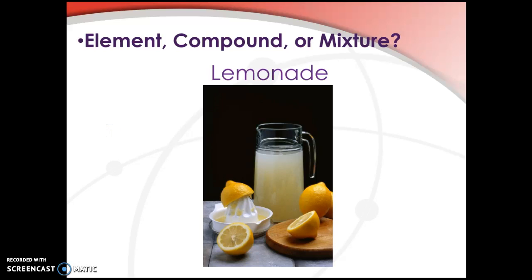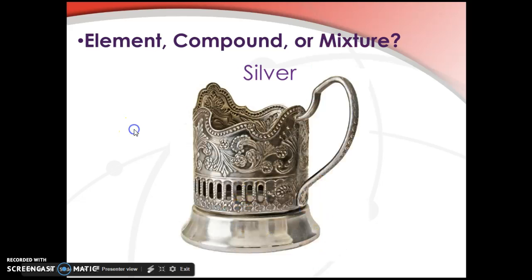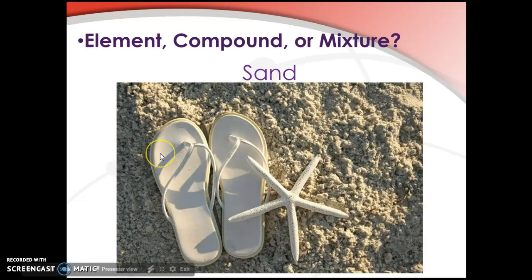Lemonade, water, and you mix sugar and lemon juice together, so it's a mixture. Silver is found on the periodic table as Ag, therefore it's an element. Sand, we've talked about this one. It's a mixture. Now, if you have pure sand, it's actually a compound because that's what they make glass from. But sand that's just sitting on the beach is going to be a mixture.